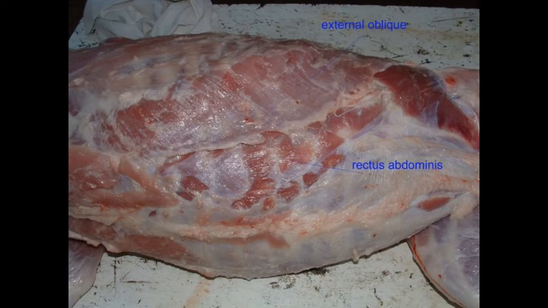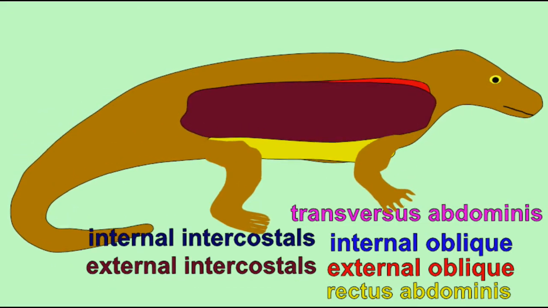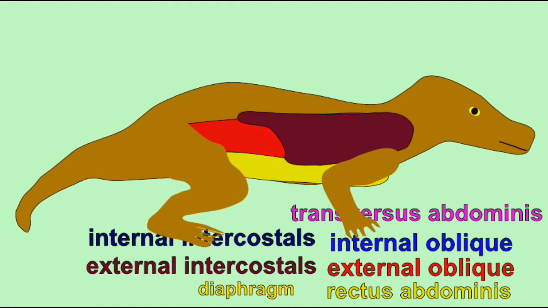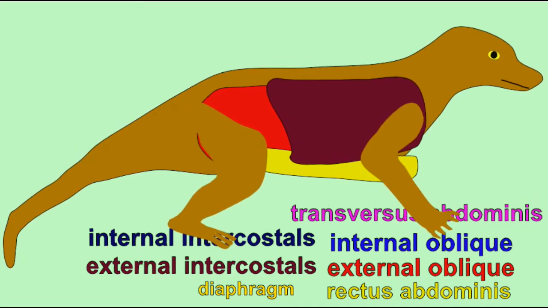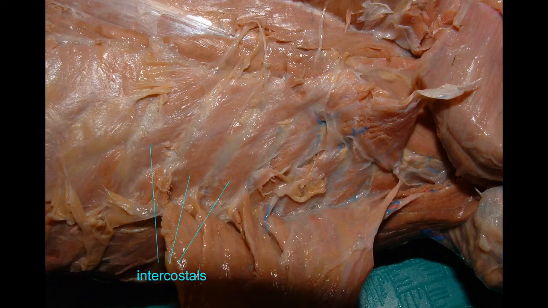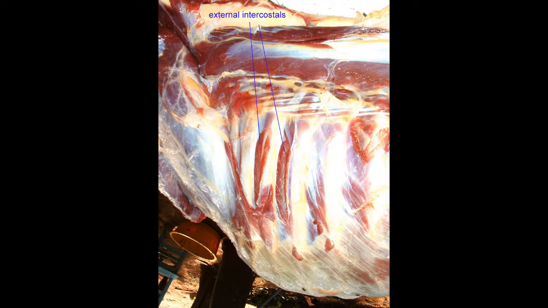Amniotes developed intercostal muscles between the ribs. The external intercostals are derived from the external oblique, and the internal intercostals are derived from the internal oblique. These are important in changing the volume of the thorax during breathing.